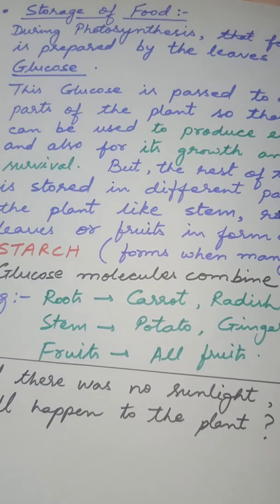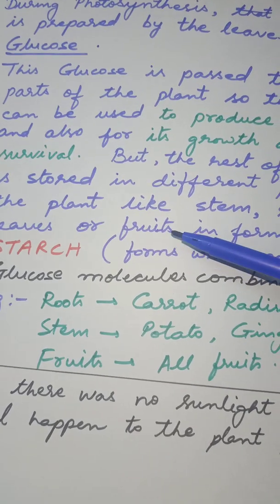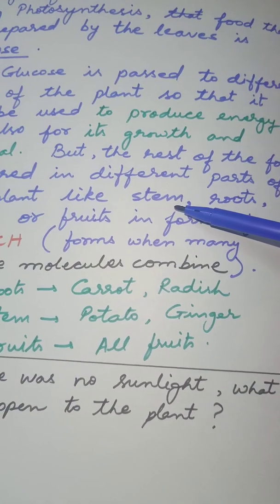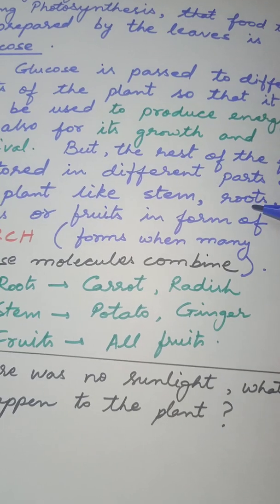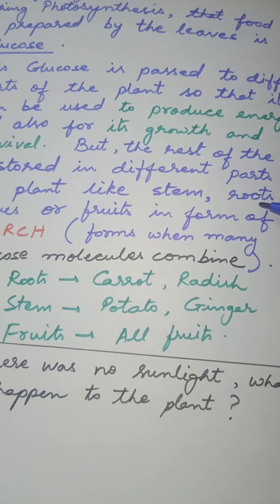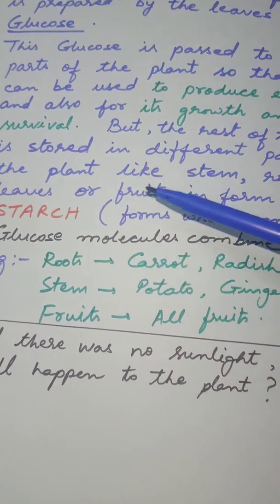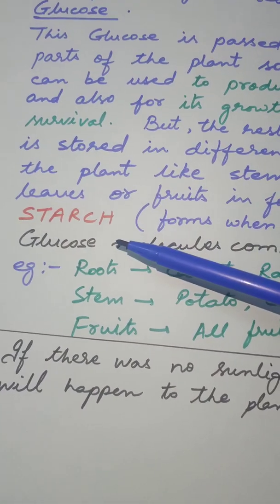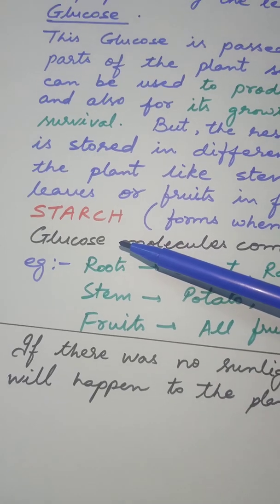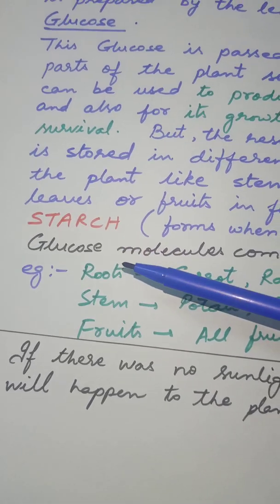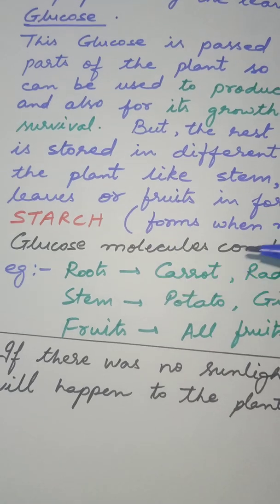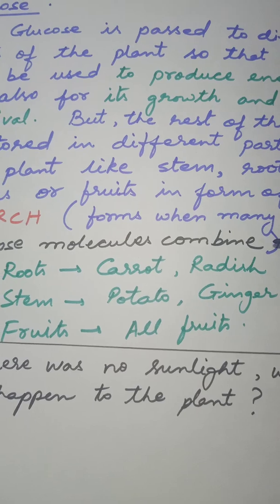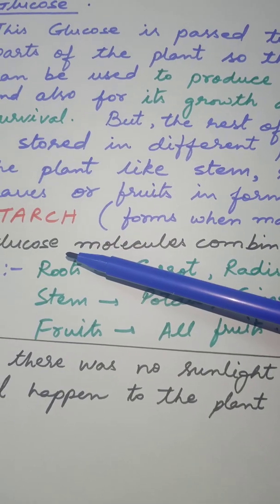Many plants store the food in fruits. In all the fruits we have the stored food. In some plants it is stored in the stem, and in some plants they store the food in the roots. But the stored food is known as starch. What is the name of the stored food? Stored food is known as starch. Starch means when many glucose molecules combine together.